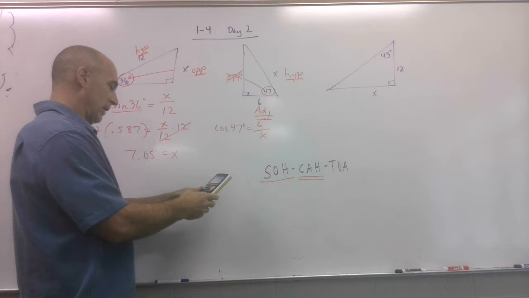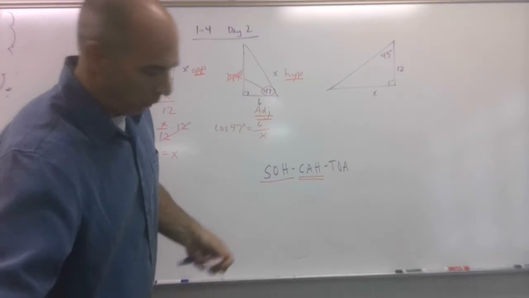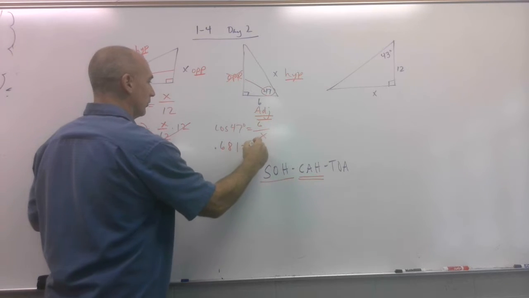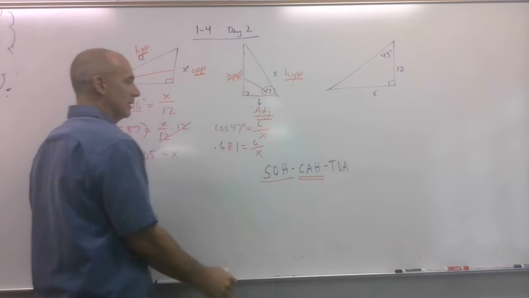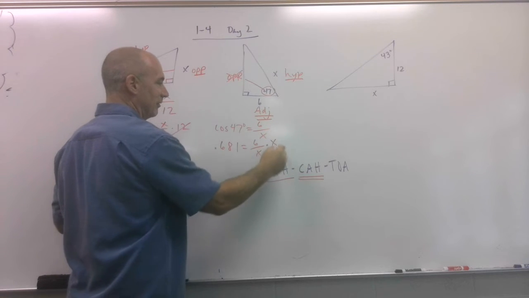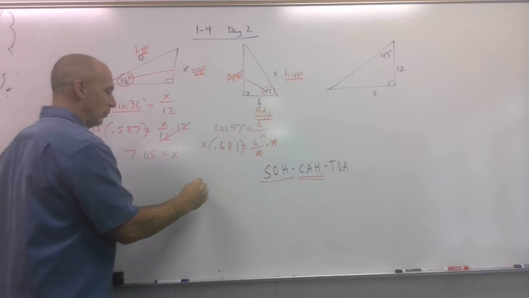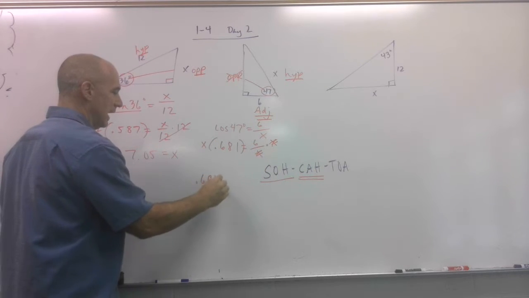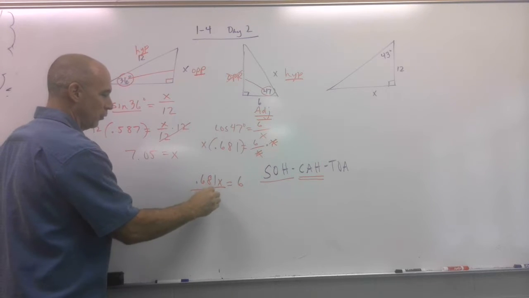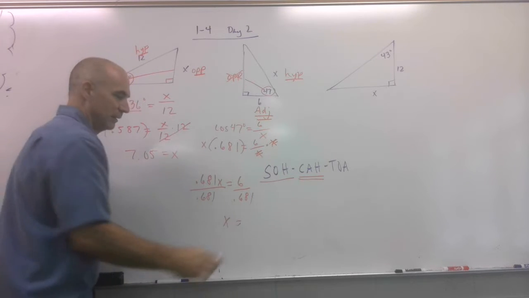First, let's find cosine of 47 degrees. 0.681. 0.681 equals 6 over x. Well, I got to get that out of the denominator, so I'm going to multiply by x, so it's gone. I got to multiply this side by x, so I get 0.681x equals 6. Divide by 0.681, divide by 0.681, and here we go.